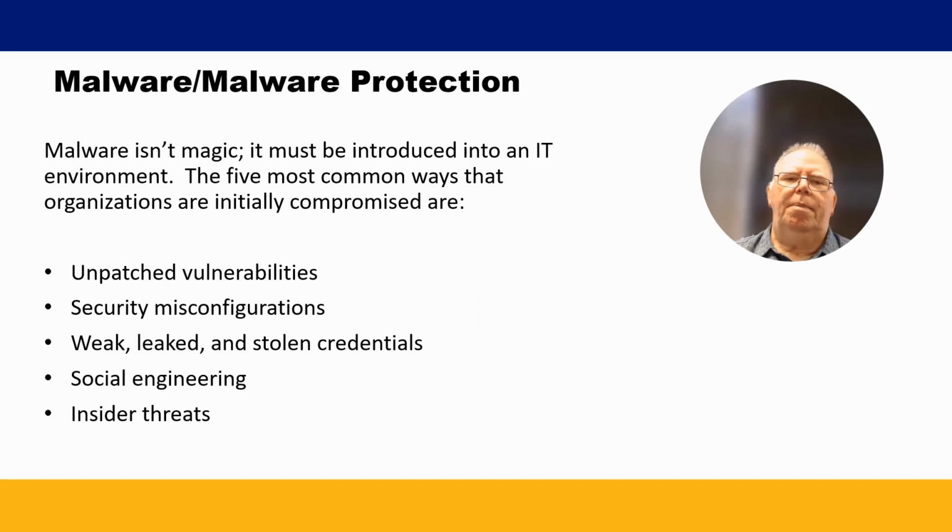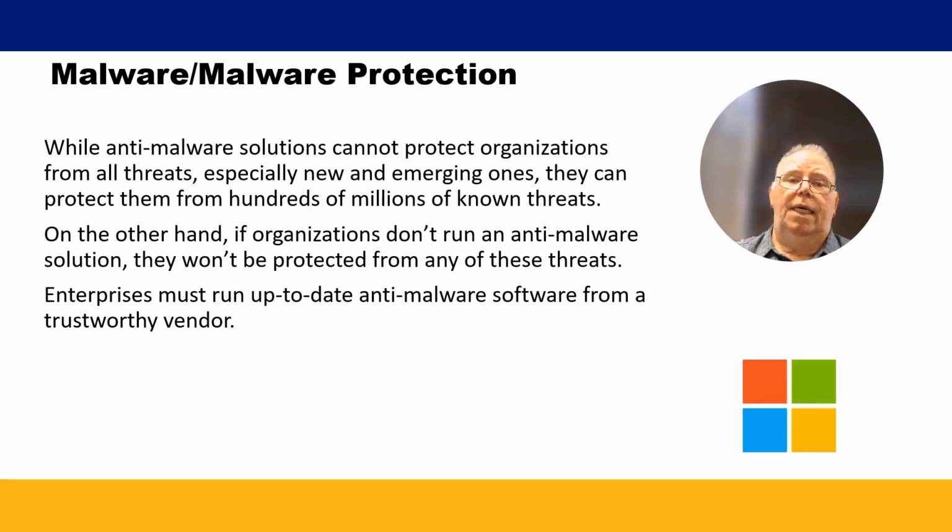Let's talk a little bit about this. Malware isn't magic, okay? It has to be introduced into an IT environment somehow. The five most common ways that organizations are initially compromised are listed below. Unpatched vulnerabilities, security misconfigurations, weak, leaked, or stolen credentials, social engineering, insider threats. All of those can be ways it can get in.